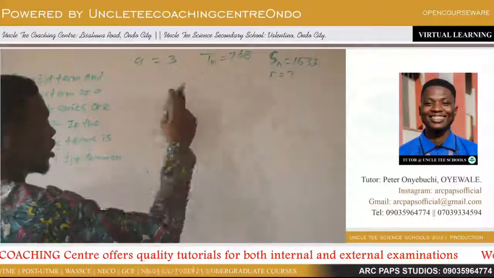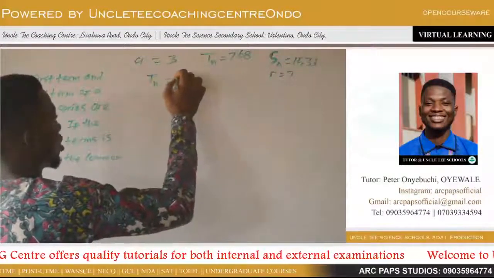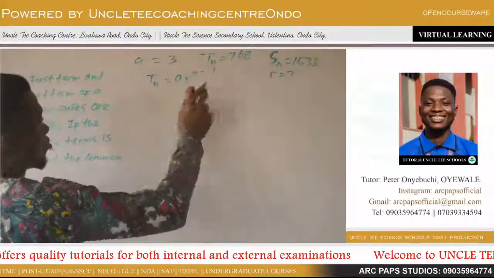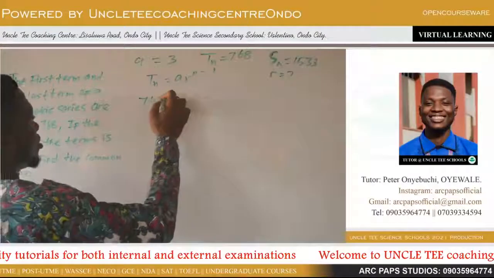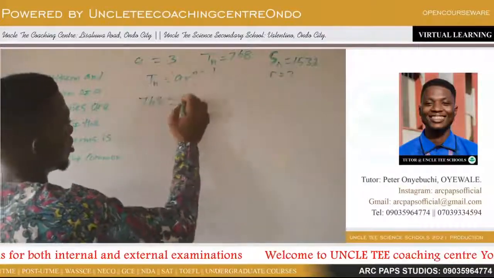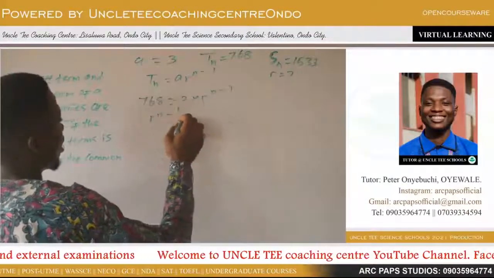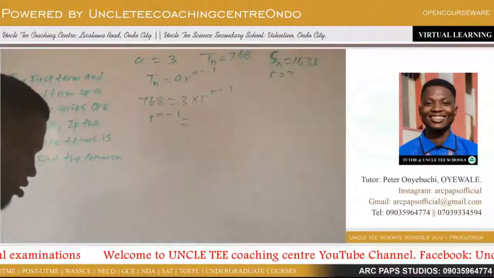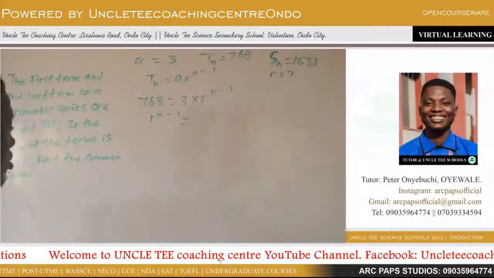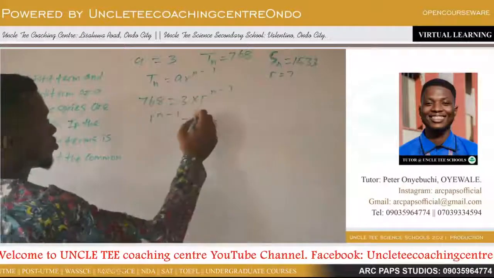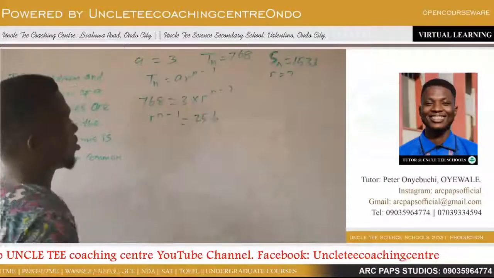Now from our nth term formula, Tn is given by A R raised to n minus 1. Our Tn is 768, divided by 3 times R raised to n minus 1. Now this R raised to n minus 1 is equal to 768 divided by 3, which is 256.